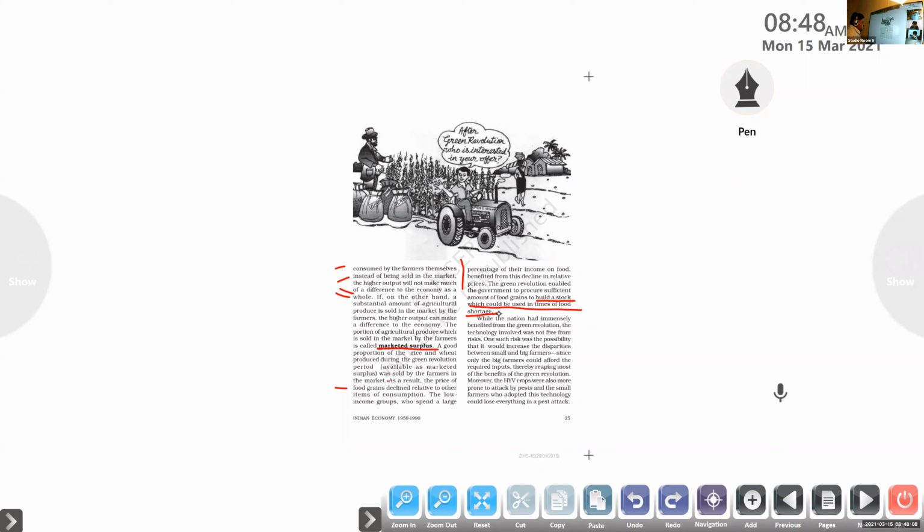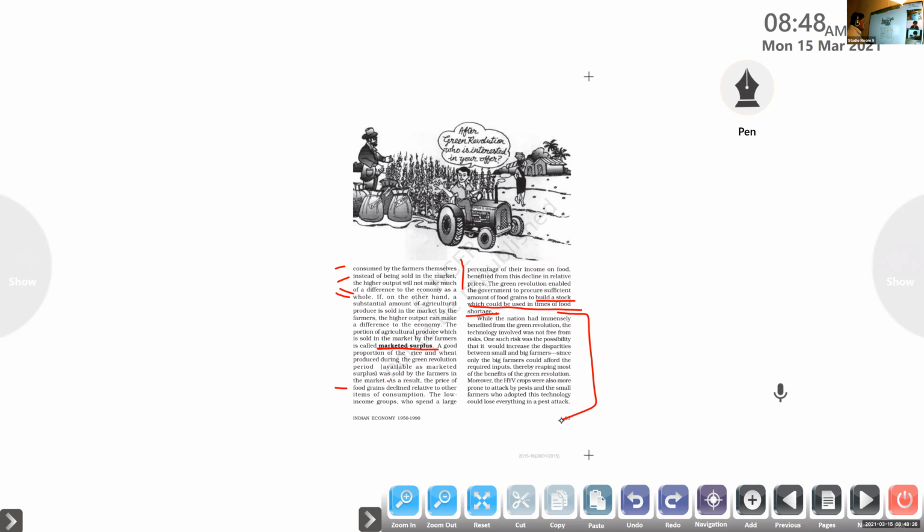Okay, next question. What are the drawbacks of Green Revolution? So we are coming to that area. Drawbacks of Green Revolution. Write the question: What are the drawbacks of Green Revolution? The next paragraph is the answer for it.